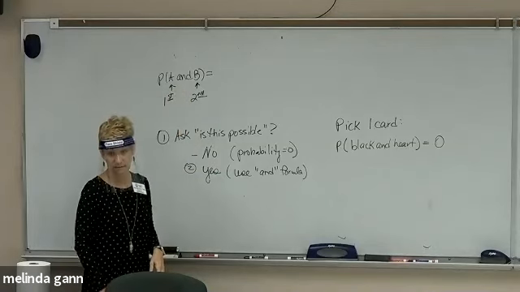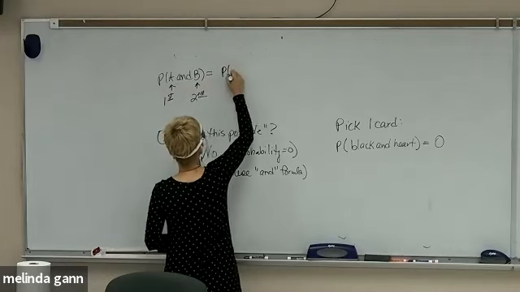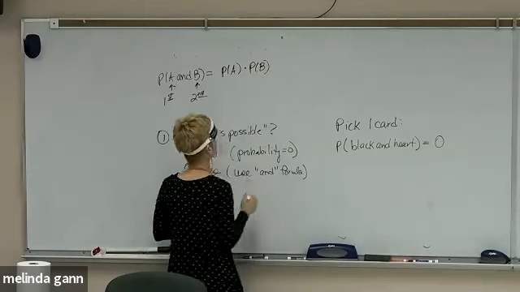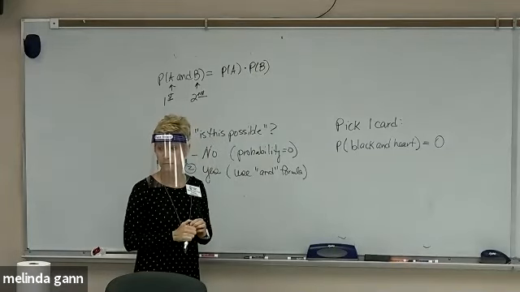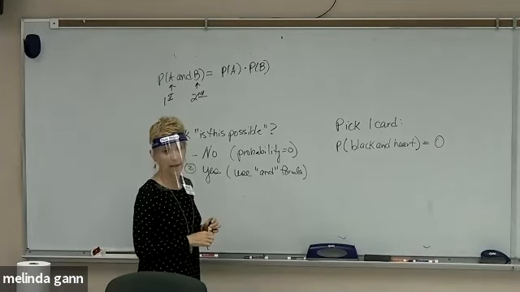Now, I'm going to write your formula down and then we're going to kind of fix it in a second. All right? The probability of A and B is the probability of A times the probability of B. Now, let me show you what I'm talking about.